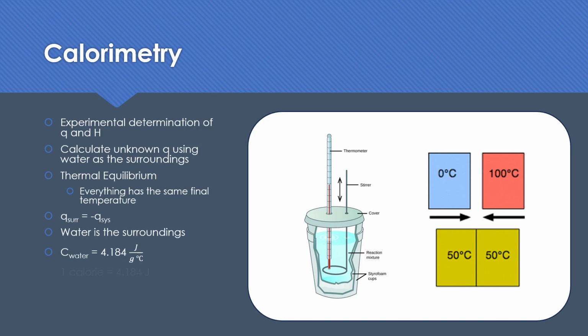The reason it's called calorimetry is because 1 calorie is 4.184 joules, because it takes 1 calorie of energy, 4.184 joules, to raise 1 gram of water by 1 degree Celsius. If you're wondering, the food calorie is a capital C Calorie, or a kilocalorie. So it's 4,184 joules.